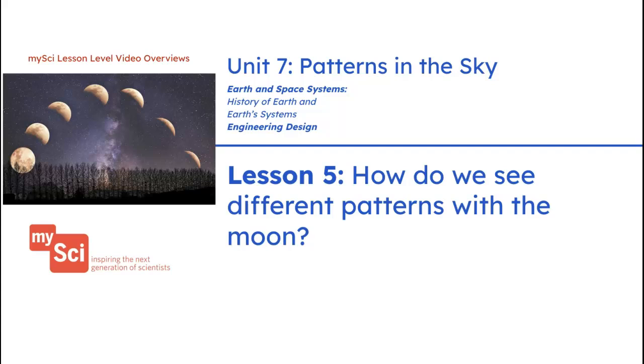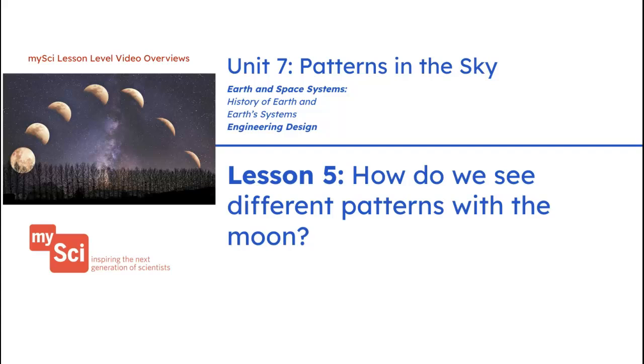Welcome to Lesson 5 in Unit 7, Patterns in the Sky. In this lesson, students will work to answer the question, how do we see different patterns with the moon? In this lesson, students use a model to help them understand why they can see the moon and its phases. Students figure out that they can only see the part of the moon that is illuminated by the sun.